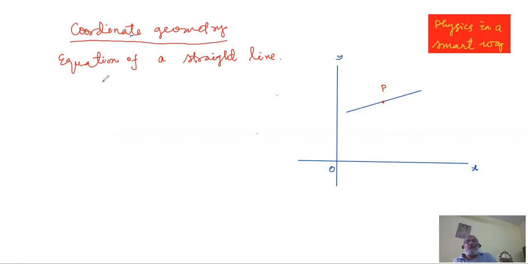But first of all, let us try to understand what we mean by the term equation here. Equation of a straight line, or basically equation of a line. I'm not confining myself to a straight line at present, for the 2 or 3 minutes that we're talking of the issue. So what do you mean by the equation of a line?